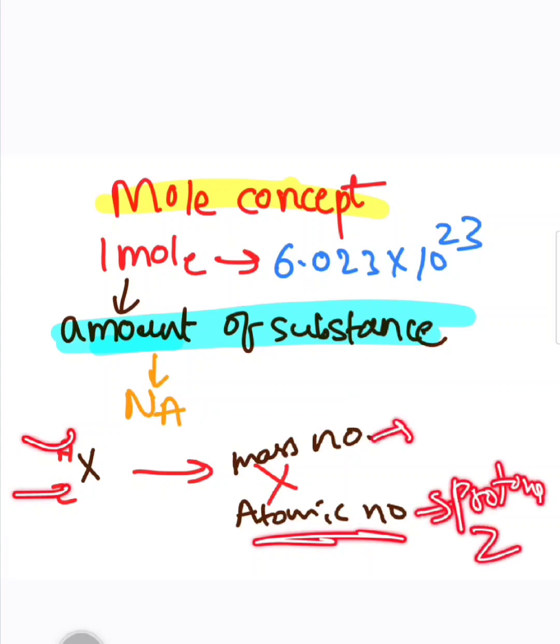Mass number is equal to the number of nucleons. It is denoted by A. Okay. So what is mass number? It is the number of nucleons. So what is meant by nucleons?